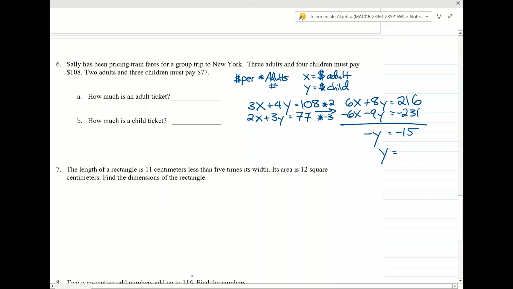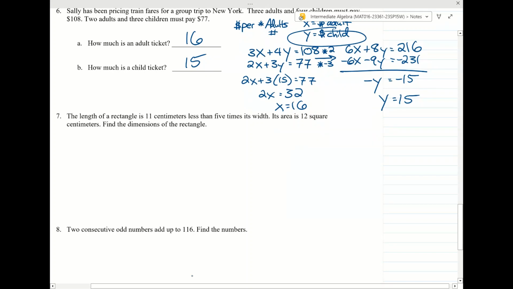So looks like y was child, right? That's why it's important to label and not just throw numbers around. Y would be 15. And if we were to plug that back in, 2x plus 3 times 15 is 77. This would just be 2x is equal to 77 minus 45 is 32. It's not much of a discount, but we save $1. And the adults are 16, the children are 15.